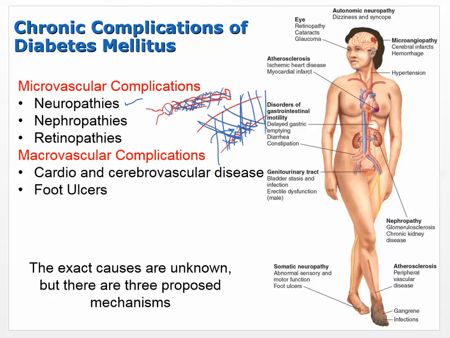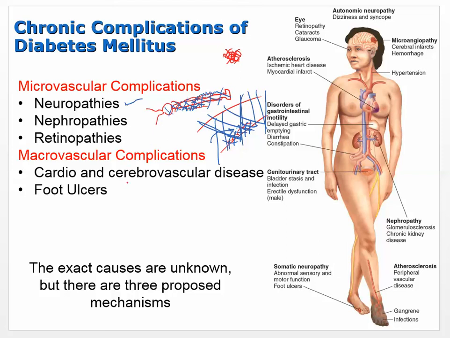Nephropathies, remember, we have the glomerulus, which are tiny little capillaries, and those can die in the same way, and so that's going to cause kidney damage. Retinopathy, same thing, small blood vessels in the eye, and can cause blindness.